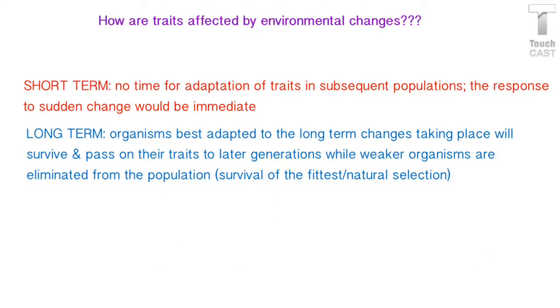As far as how these changes affect traits and subsequent populations, for short term, there's not really any time for traits to adapt because the response to the sudden environmental change is immediate. But for long term, the organisms that are best adapted to these changes will ultimately survive and pass on those traits to later generations, while the weaker organisms are eliminated from the population. This is what you probably know as survival of the fittest or natural selection.